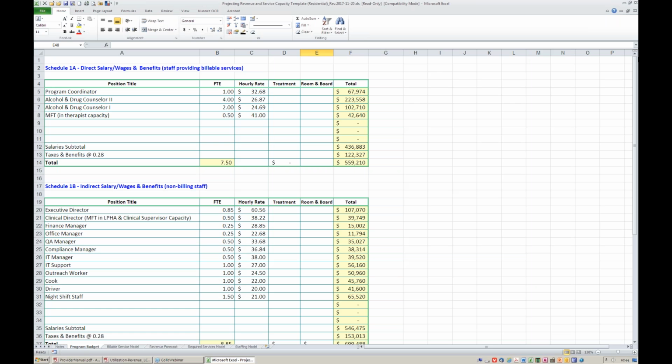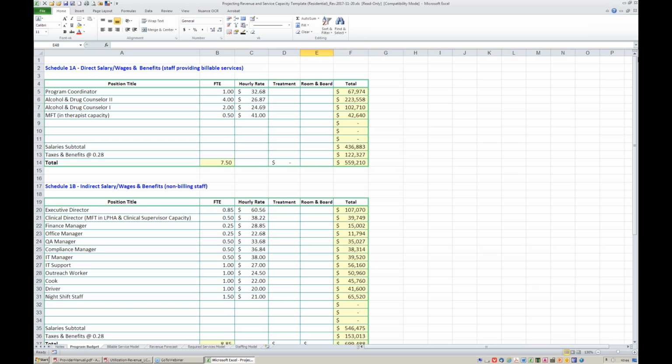I've worked with some organizations where there are new hires that maybe make a little less than others. So you have the flexibility to add more positions in this first section because you can just add or insert a line, remembering again not to mess with the subtotals and the taxes and benefits. And then maybe, Victor, you could talk a little bit about taxes and benefits, that you've already inserted the 28%, but how people would calculate that.